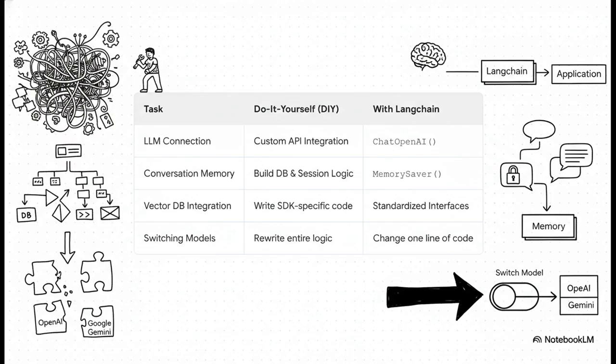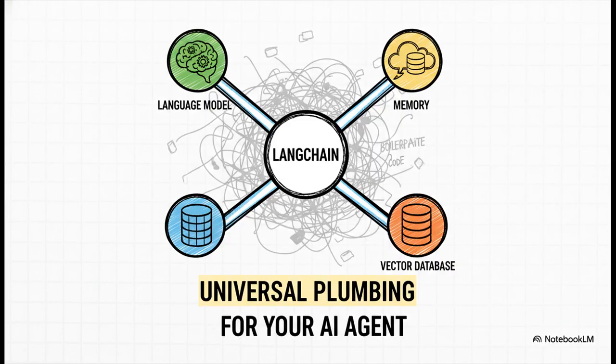Storing the conversation history, it's handled for you. And get this, if TechCorp ever decides to switch from OpenAI's model to, say, Google's Gemini, it is literally a one-word change instead of rewriting the entire system. So here's the key takeaway.